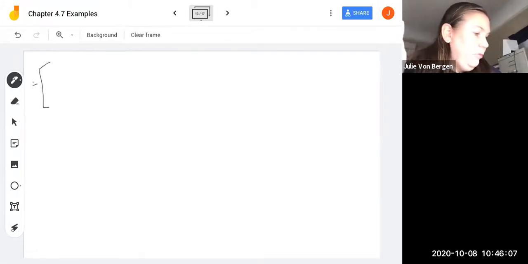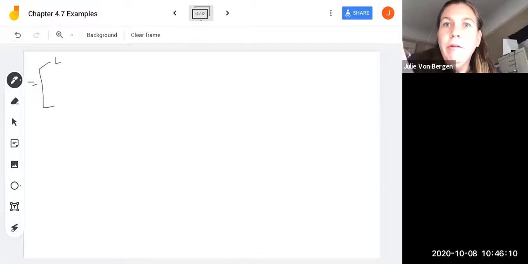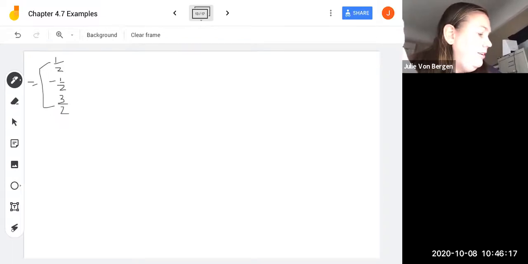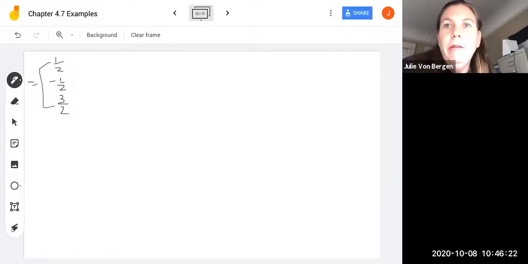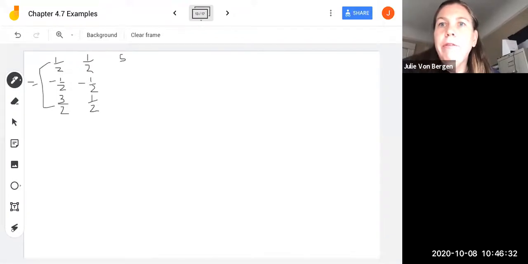So this is 1/2, negative 1/2, and 3/2 in the first column. So these came from multiplying B inverse and B prime. Then we have 1/2, -1/2, and 1/2. And then in our third column, we have -5/4, 3/4, and 5/4. Okay, so this is our matrix P.